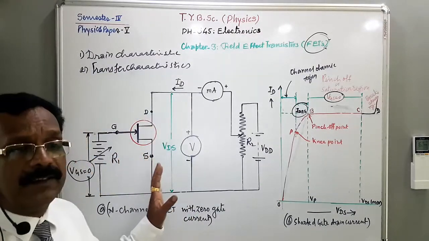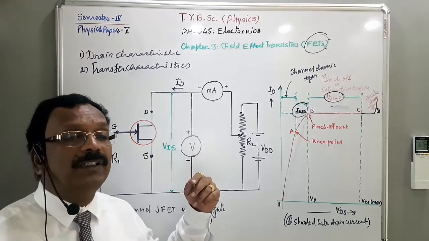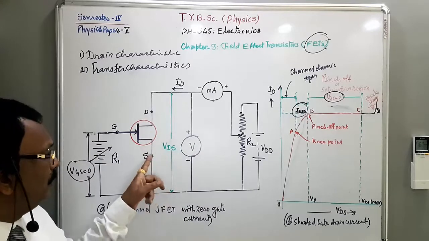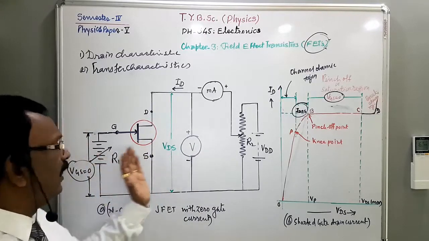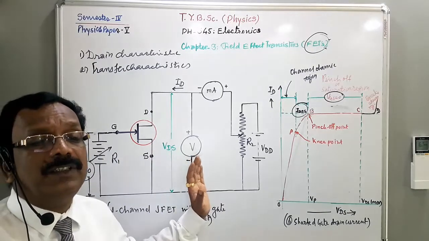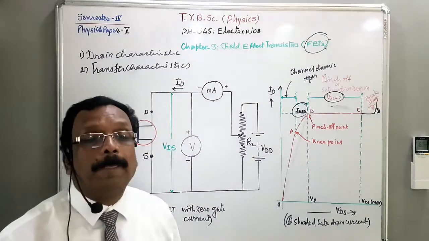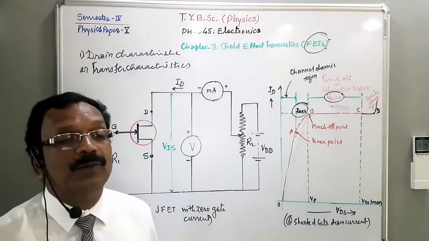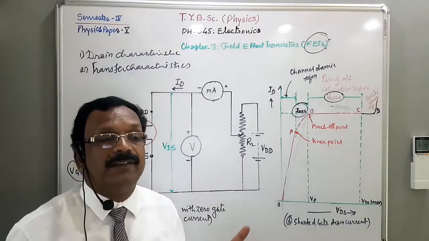What I say? The drain and transfer characteristics of N channel JFET may be obtained by using N channel JFET connected in common source mode. That means this S terminal is common for input and output. So this is the common source mode. Here potentiometer R1 and potentiometer R2. Instead of potentiometer, we can use rheostat.